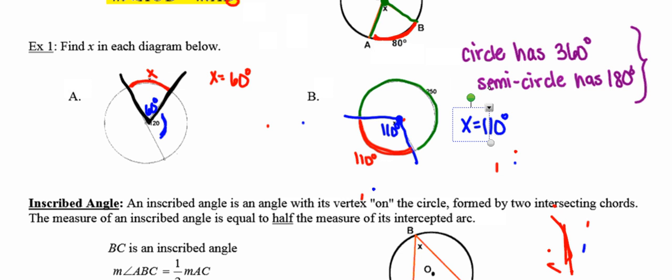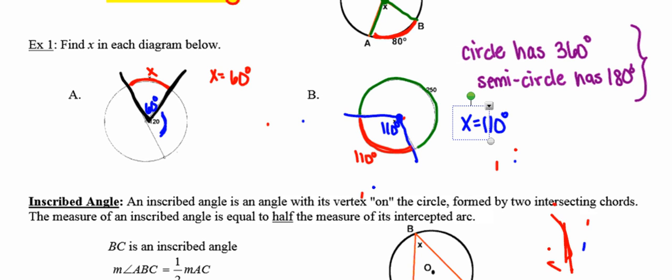So that's the story with the central angle. A couple big ideas for the central angle. Number one, the central angle has its vertex at the center of the circle. Number two, the measure of the central angle is equal to the measure of the arc that it intercepts.